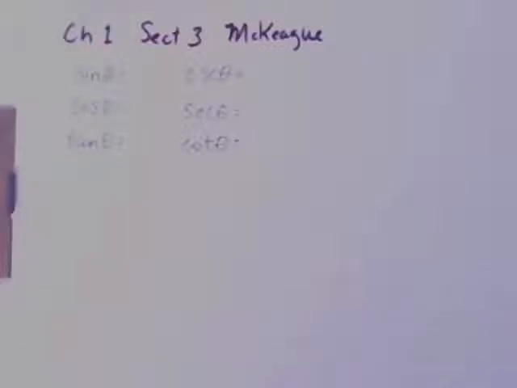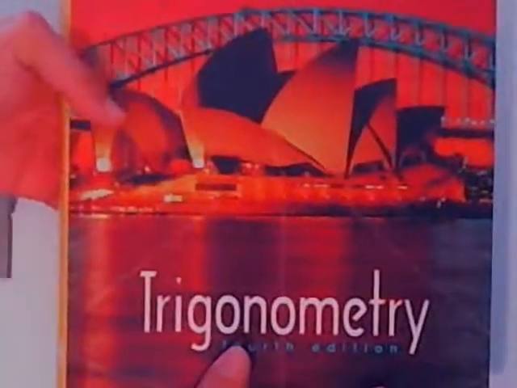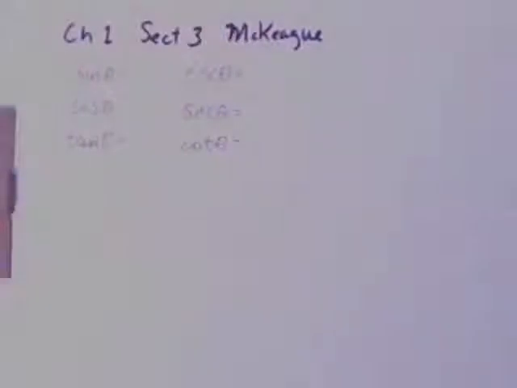We're going to start doing Chapter 1, Section 3 of Charles P. McKeague. The book's located right over here. This is edition number 4. You can use it for edition number 5 or 6 or 3. Most of the books are pretty similar. So, Chapter 1, Section 3. I noticed you guys are having a lot of problems with this, so let's get started.